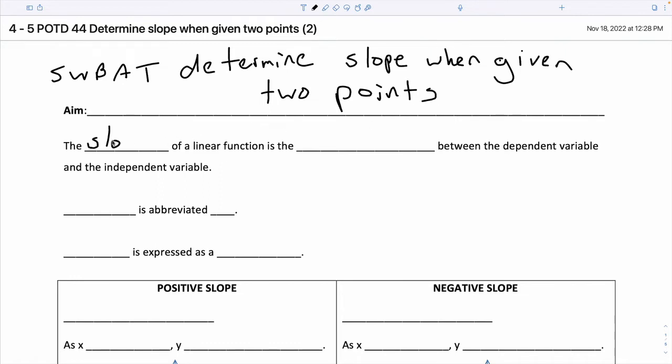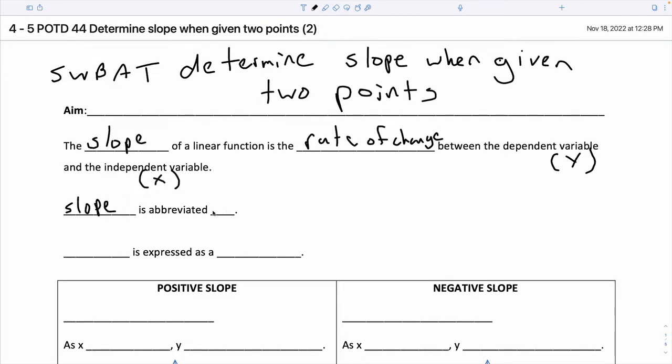And remember again, this is the same thing as yesterday, and we're just going to keep going back to this because it is a new concept. The slope of a linear function is the rate of change between the dependent variable, y, and the independent variable, x. And slope is abbreviated m.